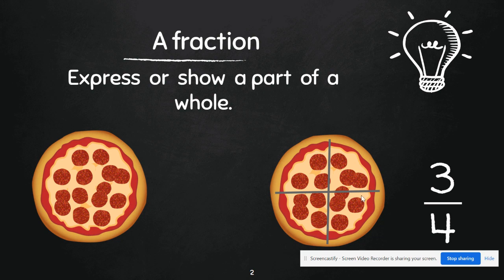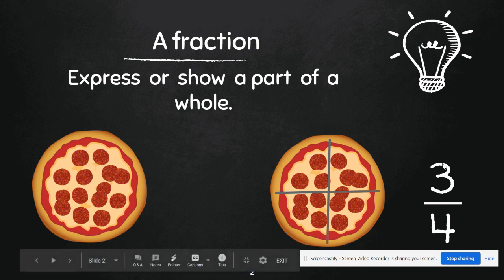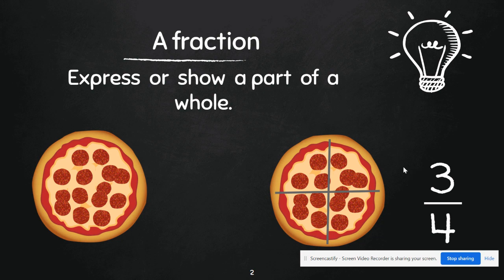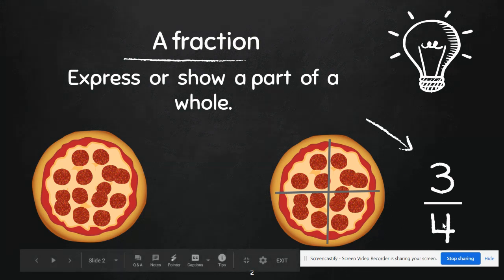Good job, guys. So the number on the top represents the amount of pizza that I ate. Do you remember what it's called? It's called the numerator. Muy bien, awesome. What about the one on the bottom? It's the denominator. Good job, guys.